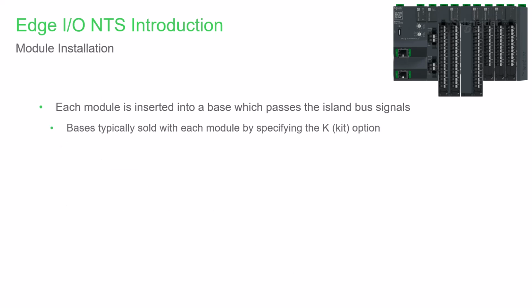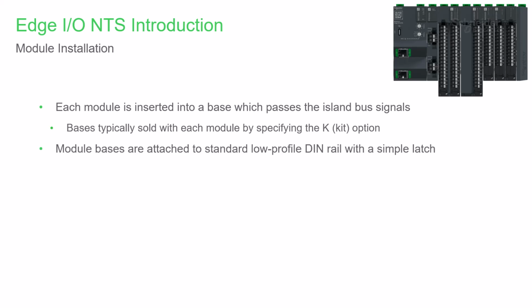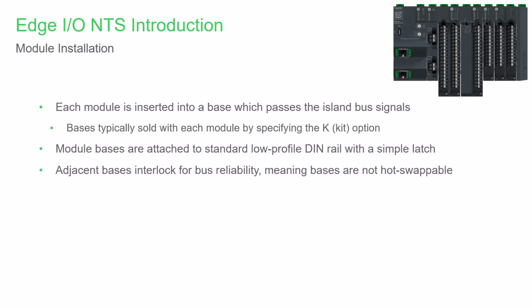Each module is inserted into a base which passes the island bus signals. Installation of the bases is straightforward, using a simple latch to attach them to a standard DIN rail. Adjacent bases are interlocked for bus reliability, so bases themselves are not hot swappable, but you can hot swap modules other than the NIM and the power supply.